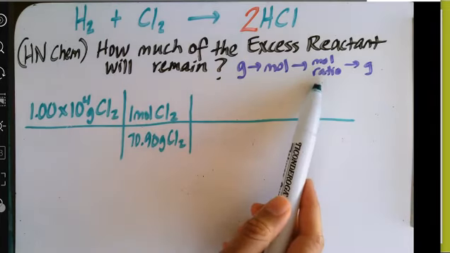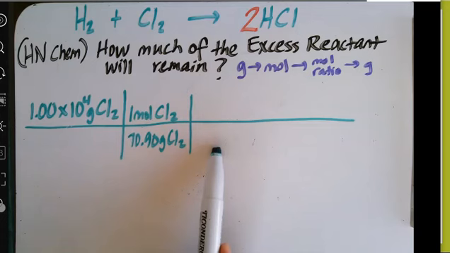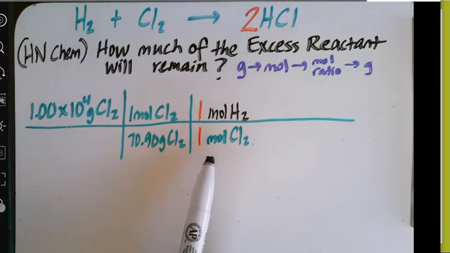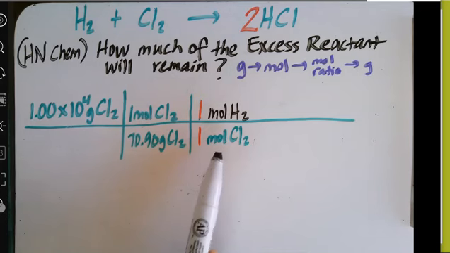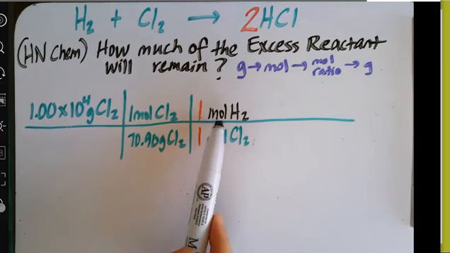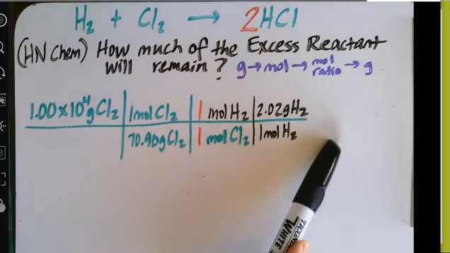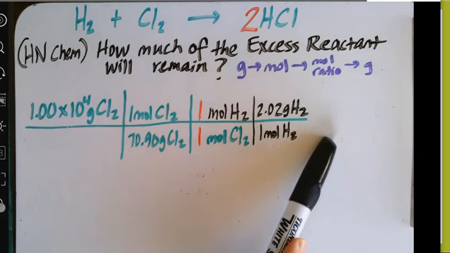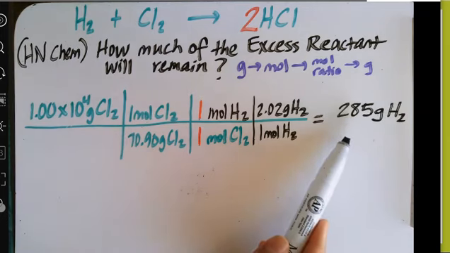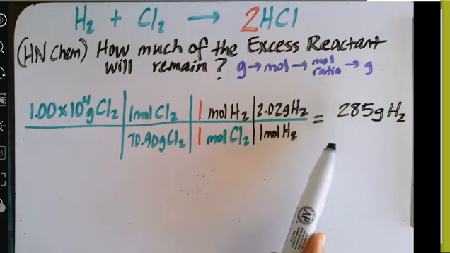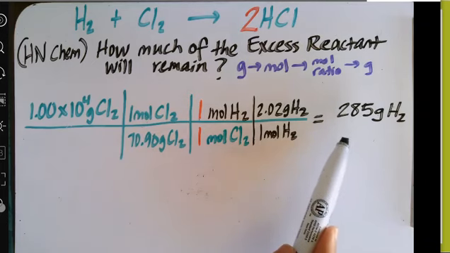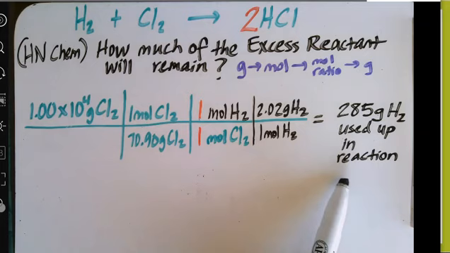Next, we will set up our mole ratio. Go ahead and set that up here. The balanced equation shows that we have 1 mole of each of the reactants. Next, we're going to convert moles of hydrogen to grams of hydrogen. Go ahead and set that step up. Remember to record your answer in significant digits with the units and the label of substance. The calculated answer comes out to 285 grams of hydrogen. This value represents the amount of hydrogen used up in the reaction.